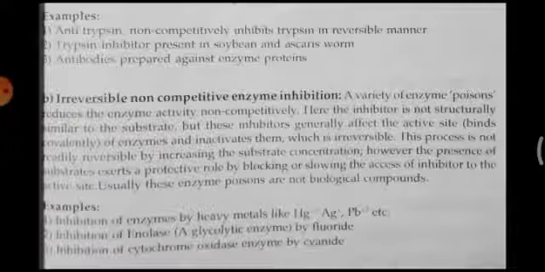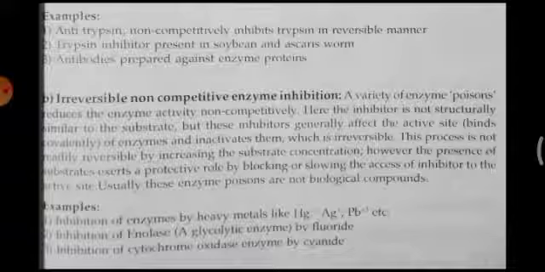In irreversible non-competitive enzyme inhibition, a variety of enzyme poisons reduce the enzyme activity non-competitively. Here, the inhibitor is not structurally similar to the substrate, and this process is not readily reversible by increasing the substrate concentration. However, the presence of substrate exerts a protective role by blocking or slowing the access of the inhibitor. In this process, once the inhibitor binds to the enzyme, that enzyme is permanently damaged. You cannot remove the inhibitor.